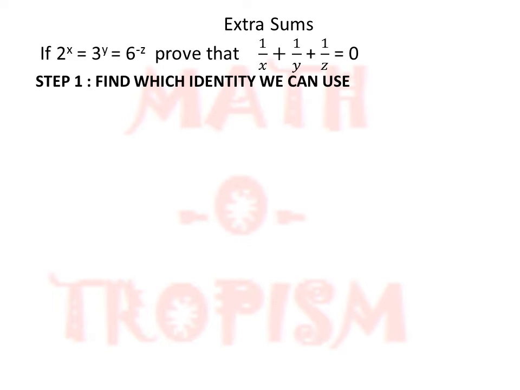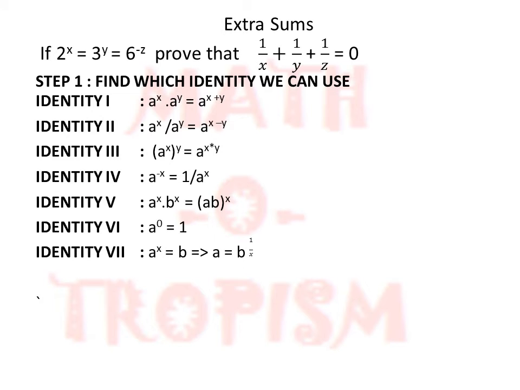First we need to know which identity we can use for doing these sums. Second, we can see that what we have to prove is related to the powers, because x, y and z are the powers of the given bases, and they have asked us to prove with respect to the powers. In this case, when we have to take the powers, we should ensure that the bases are same, only then can we equate the powers. So I cannot convert 2 to 3, neither can I convert 3 to 2, but I can convert both of them to 6.